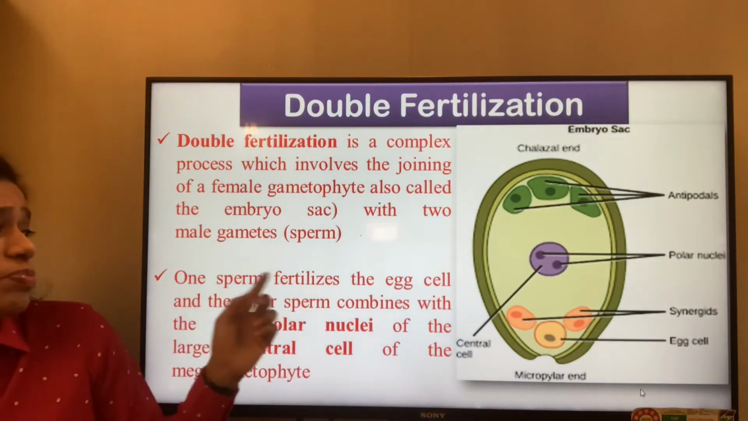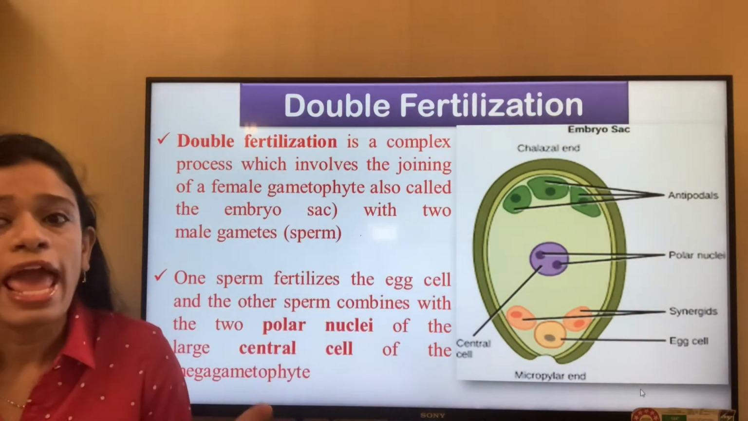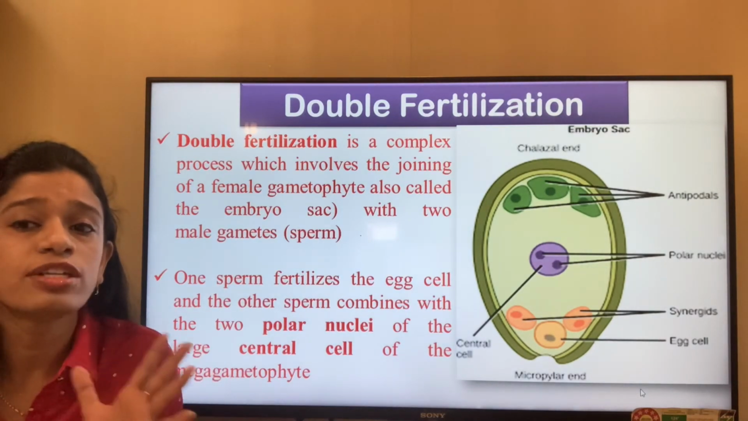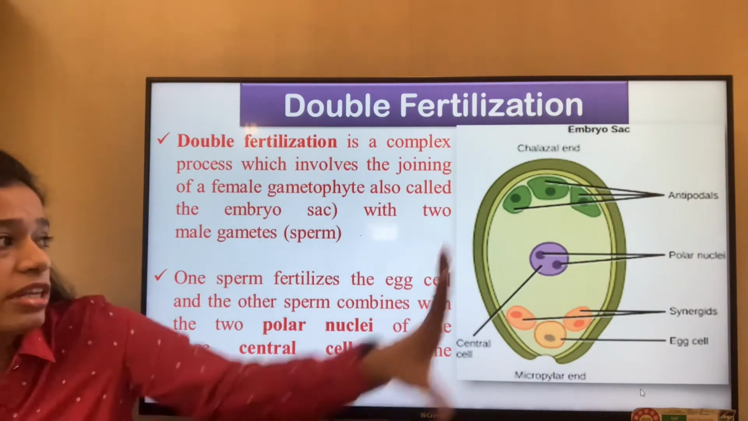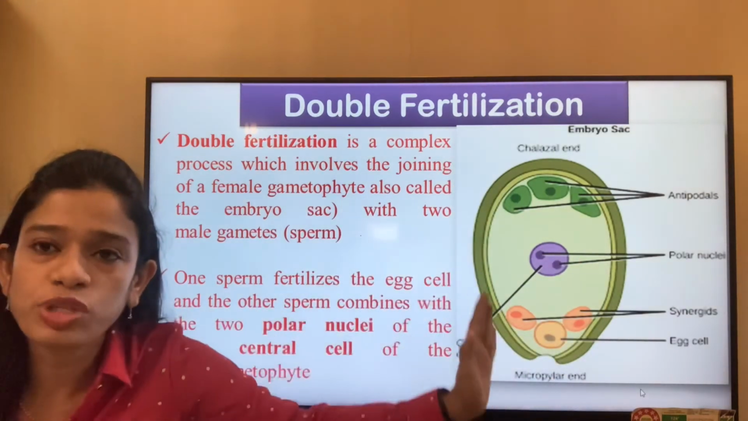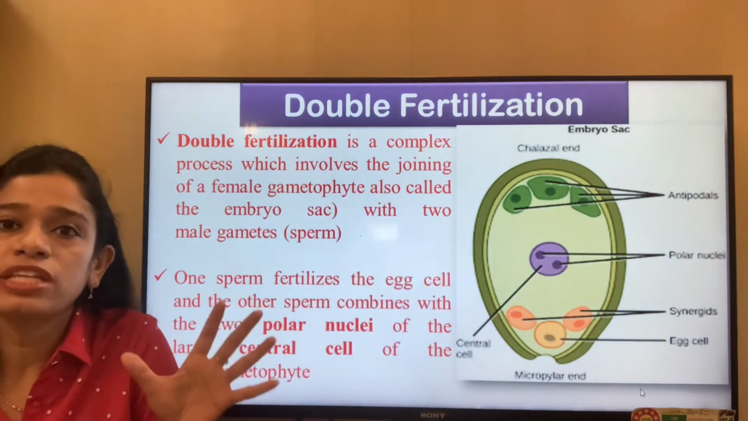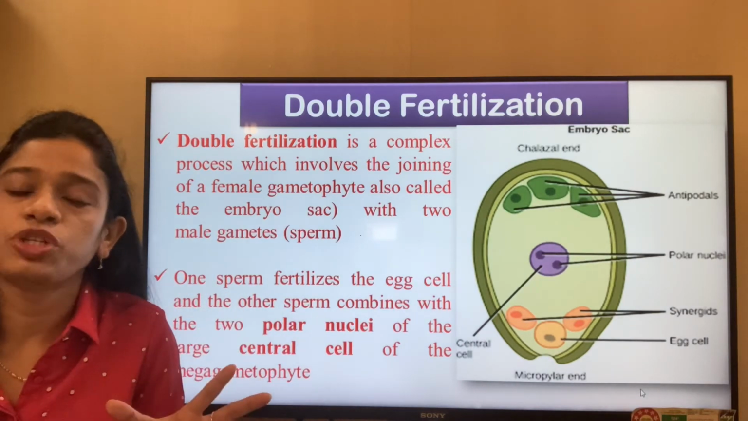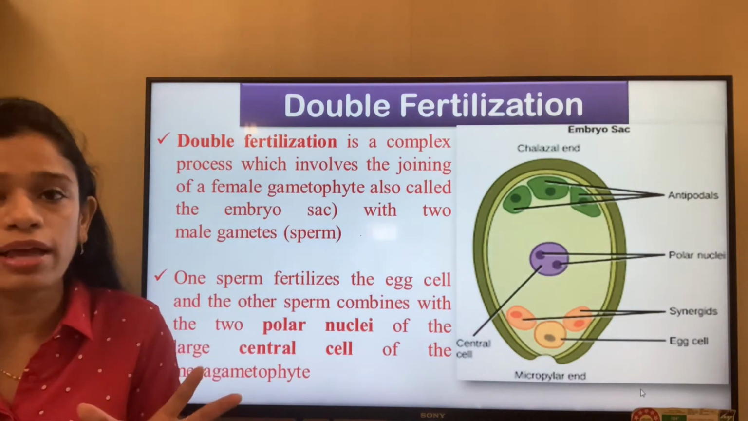One sperm fertilizes the egg cell and the other sperm combines with the polar nuclei of the large central cell of the megagametophyte. This is also called the megagametophyte because it is the place where fertilization takes place and seed formation takes place.